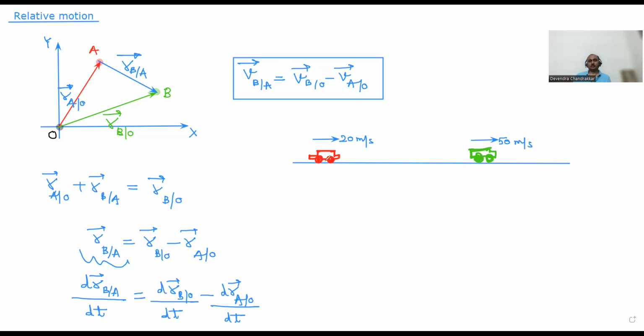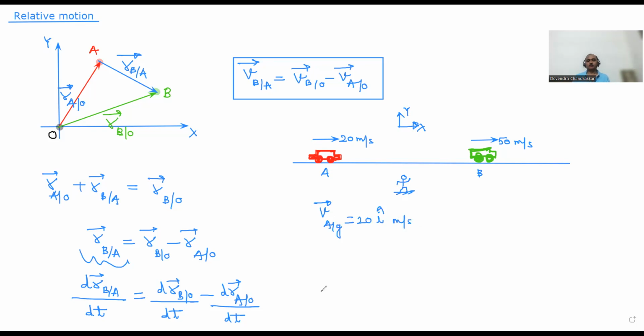Okay. Now look children, this is the x-axis, this is the y-axis. Here let's call this A, this B. And to a person standing on the ground, this is the velocity which he is observing for both of them, right? Now, can I write the velocity of A with respect to ground as 20 i cap?